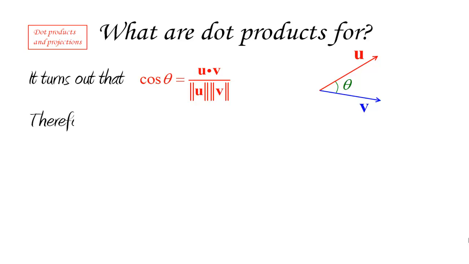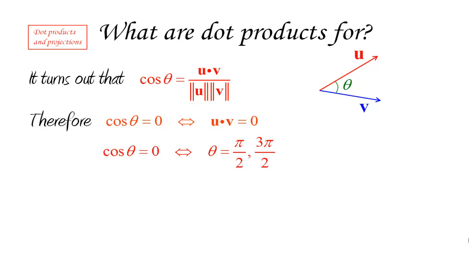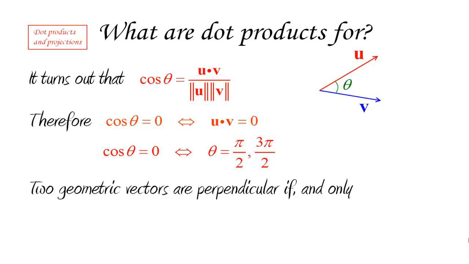In particular, we notice that the cosine of the angle between the two vectors is going to be 0 if and only if the dot product of those two vectors is equal to 0. Now, when does the cosine equal 0? When is cosine of theta equal to 0? As you remember from calculus and from high school, the cosine is equal to 0 when the angle is either pi over 2 or 3 pi over 2. Which means that the two vectors in that situation form a right angle. Pi over 2 and 3 pi over 2 are 90-degree angles or 270-degree angles, but 90-degree angles one way or the other. And therefore, we can say that two geometric vectors are perpendicular if and only if their dot product is equal to 0.